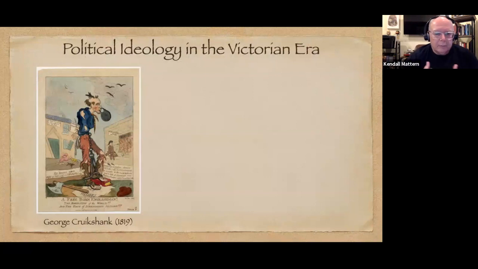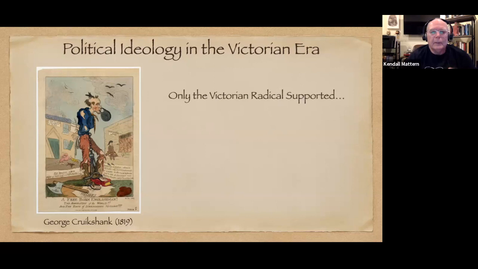So I've just gone over the political ideology. Here's another Cruikshank cartoon. This is his portrayal of a freeborn Englishman, with, of course, his lips sealed with a padlock. So Cruikshank was very skeptical of the conservative point of view, and this was in 1819.